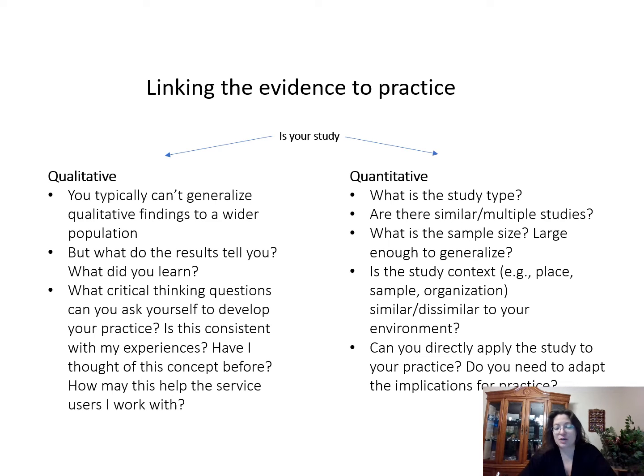If you're looking at quantitative research, you ask yourself some similar questions. You consider the study type, and if the sample size is large enough to allow us to generalize to other populations. And you also have to consider whether the study context, as in where it took place, and the sample with which it was conducted, is similar to your practice environment? So that will influence whether or not you're going to get the same results if you apply it to your practice. You also have to consider how you can adapt the study to your practice, because it's going to be very rare that you can directly apply something to your practice. You usually have to do an adaptation of it, and you need to consider how any changes to the original study will have implications for the end results for your participants and the service users.